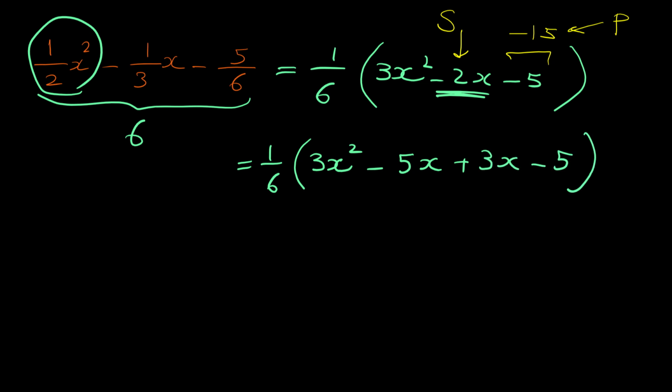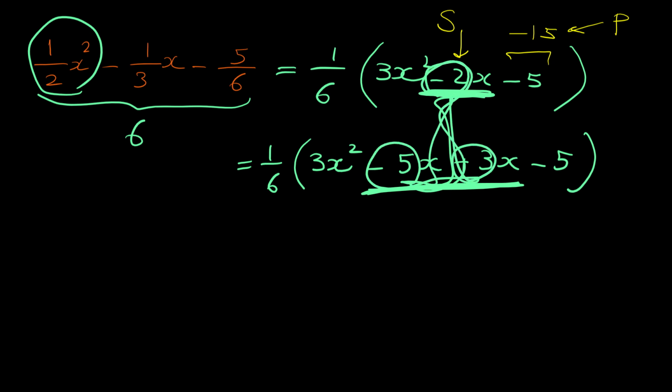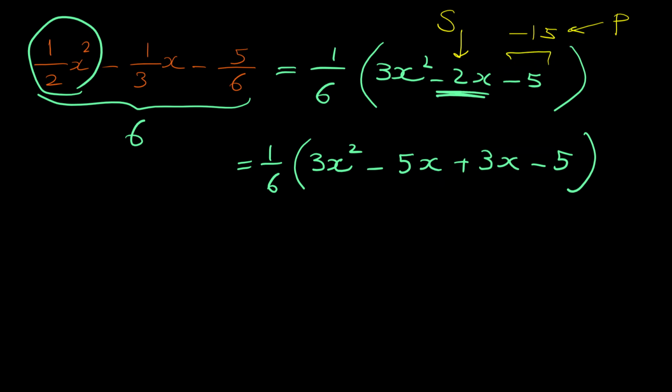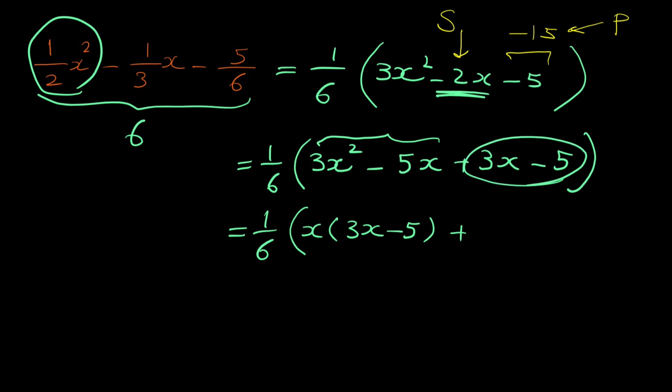Negative 5x plus 3x is exactly negative 2x. Negative 5 plus 3 is negative 2. Negative 5 times 3 is negative 15. It should be this number. Now, similar to the previous question, we factor the common term from these first two terms, which is x, and then we have this. And we don't have anything to factor from these two, so we leave it as 3x minus 5.